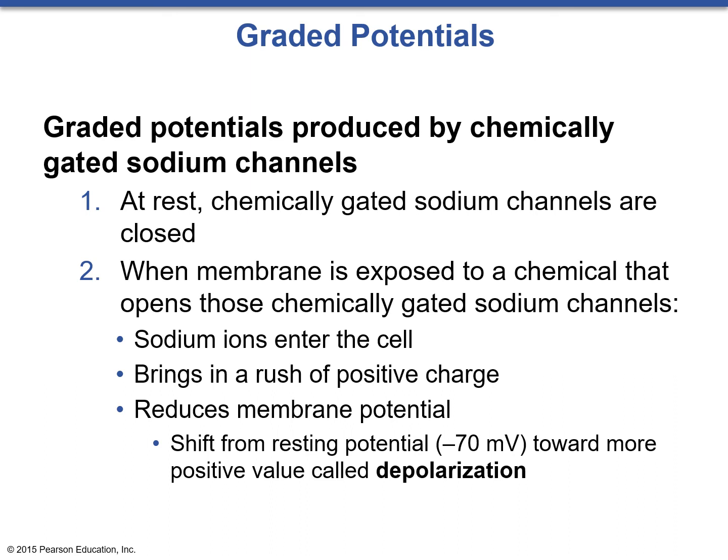Graded potentials are produced by chemically gated sodium channels. At rest, chemically gated sodium channels are closed. When the membrane is exposed to a chemical that opens those sodium channels, sodium ions enter the cell. This brings in a rush of positive charge and reduces the membrane potential. It shifts from the resting potential of negative 70 millivolts towards a more positive value. Remember, this is called depolarization.